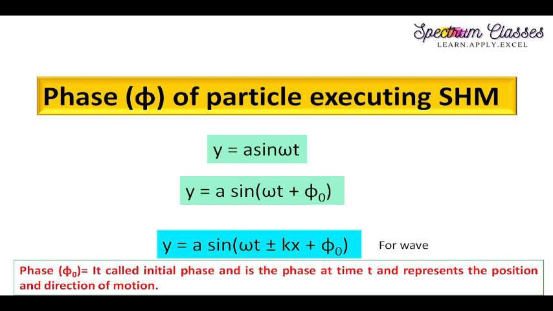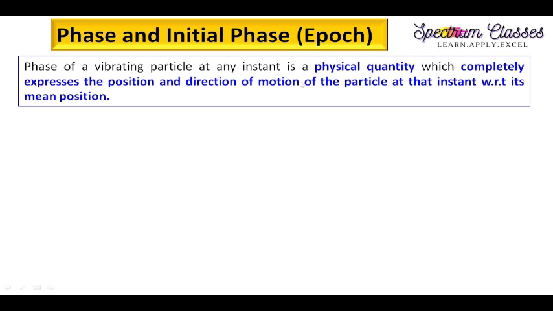And what is called phase? This phase represents the position and the direction of the motion at time t. So first I will give you the definition of the phase. So what is called phase? Phase of a vibrating particle at any instant is a physical quantity which completely expresses the position and direction of the motion of the particle at that instant with respect to its mean position.